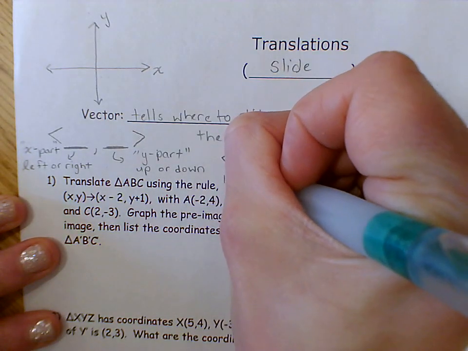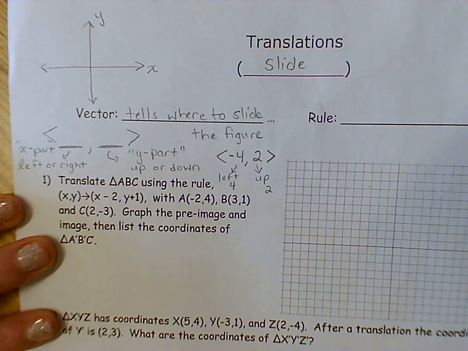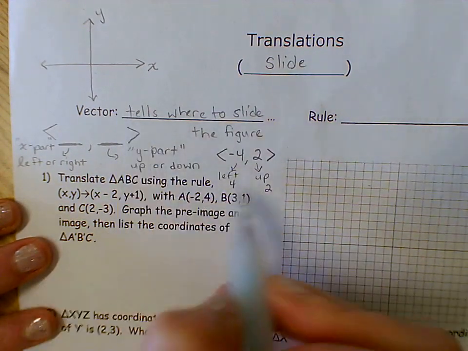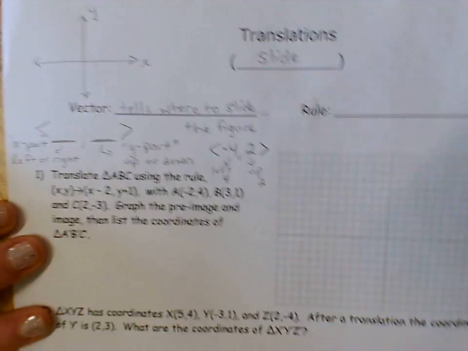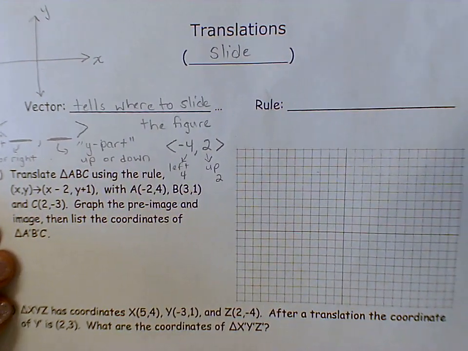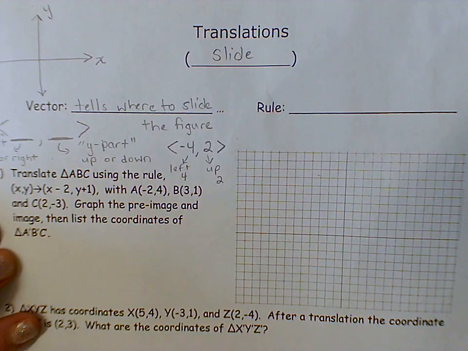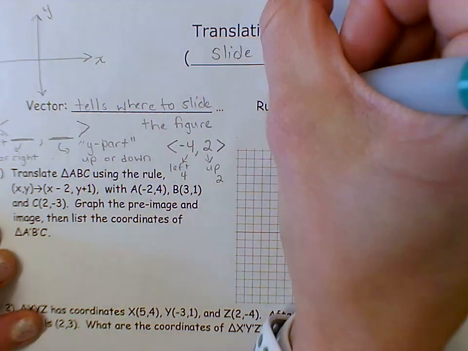So because it's positive, that tells me I have to move that figure up 2. Okay, so that's how you read a vector to know how to move your figure. All right, so now a rule is going to be similar, but remember I talked about a rule is actually going to be very specific towards what is exactly happening to your x's and y's. So it will look different.